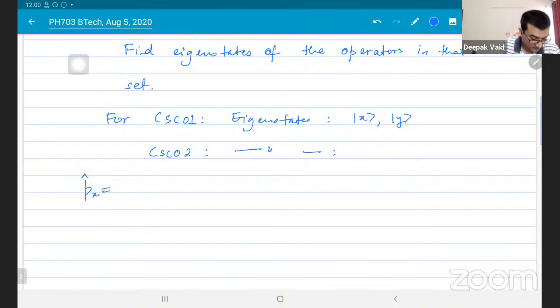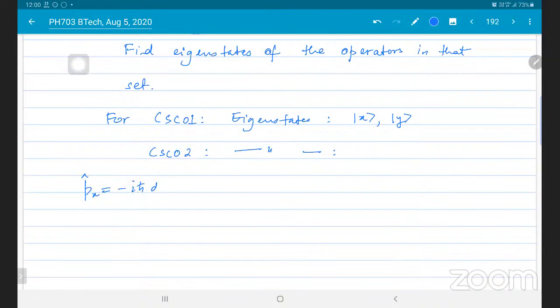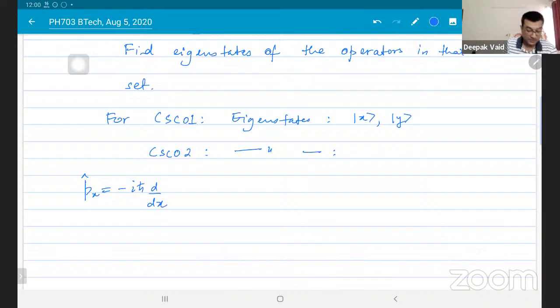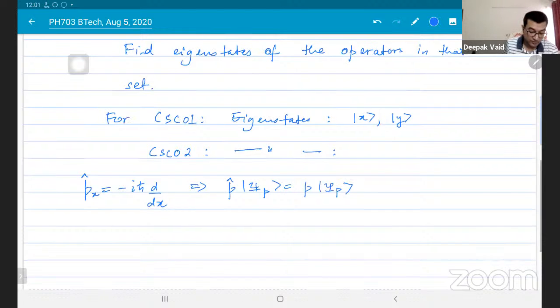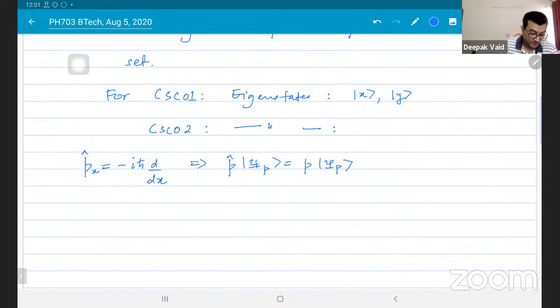Anybody? Minus i h bar d by dx. Right? So we have to ask what are the eigenstates of this operator. The eigenstates of this operator will satisfy this equation, right? So what will be the corresponding solution for this? It will be this thing.